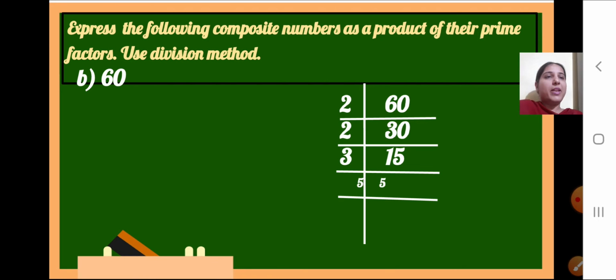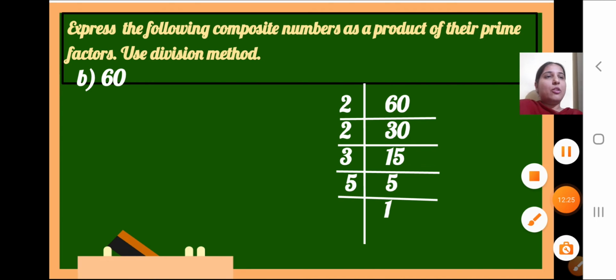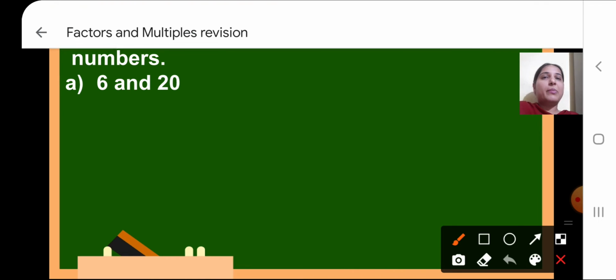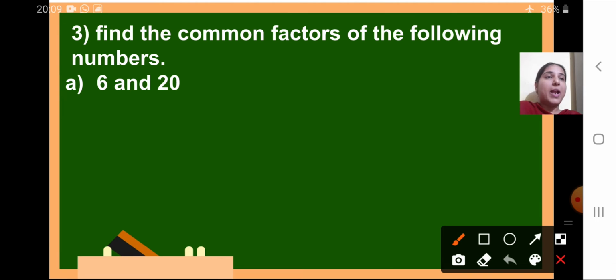Okay. In this way you can factorize. Now just see here question number 3, where you have to find the common factors. Now how to find the common factors? Suppose two or more numbers are given and you have to find the common factors. So first, here you can see two numbers have been given. You have to find the common factors of 6 and 20.